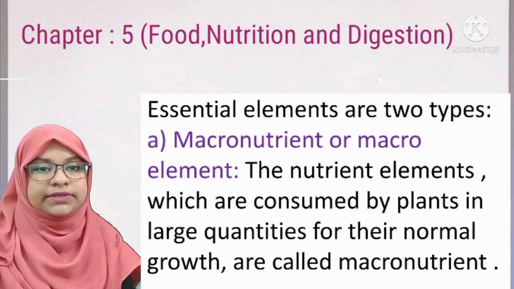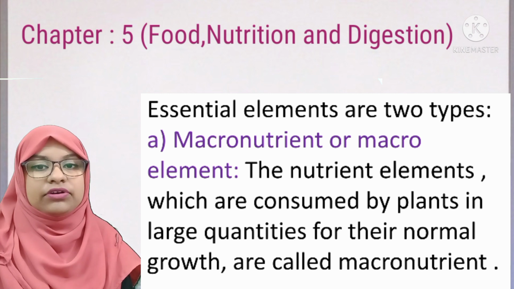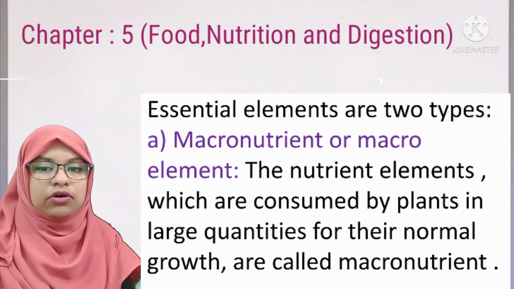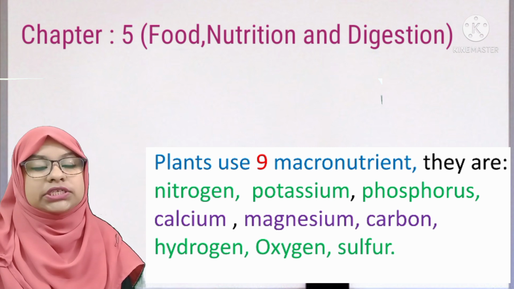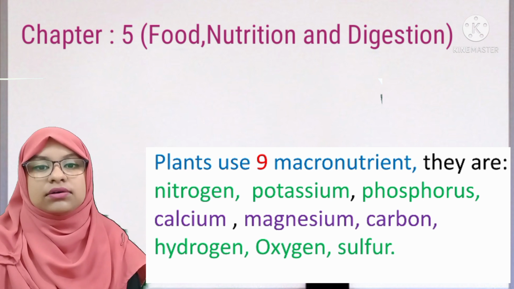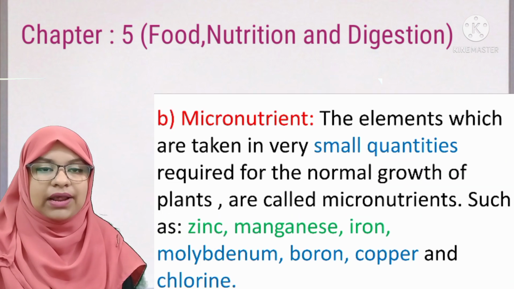Essential elements are of two types: macronutrients or macro elements, and micronutrients or micro elements. Macronutrients or macro elements are the nutrient elements which are consumed by plants in large quantities for their normal growth. Examples of macronutrients are nitrogen, potassium, phosphorus, calcium, magnesium, carbon, hydrogen, oxygen and sulfur. That means 9 macronutrients are essential for plants.